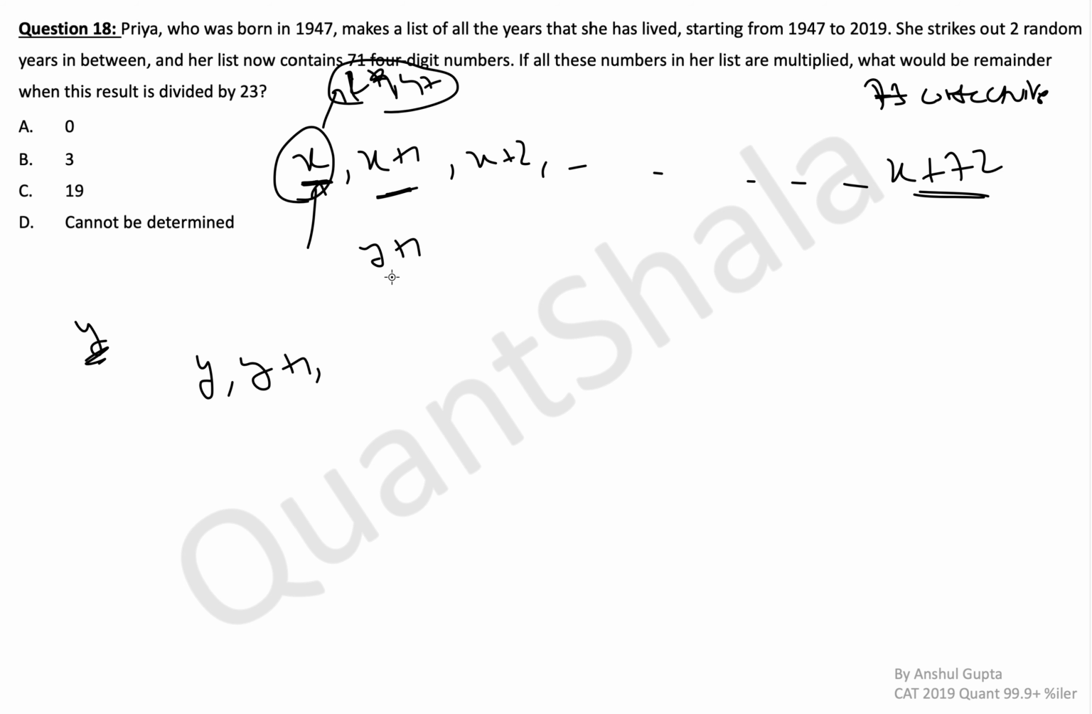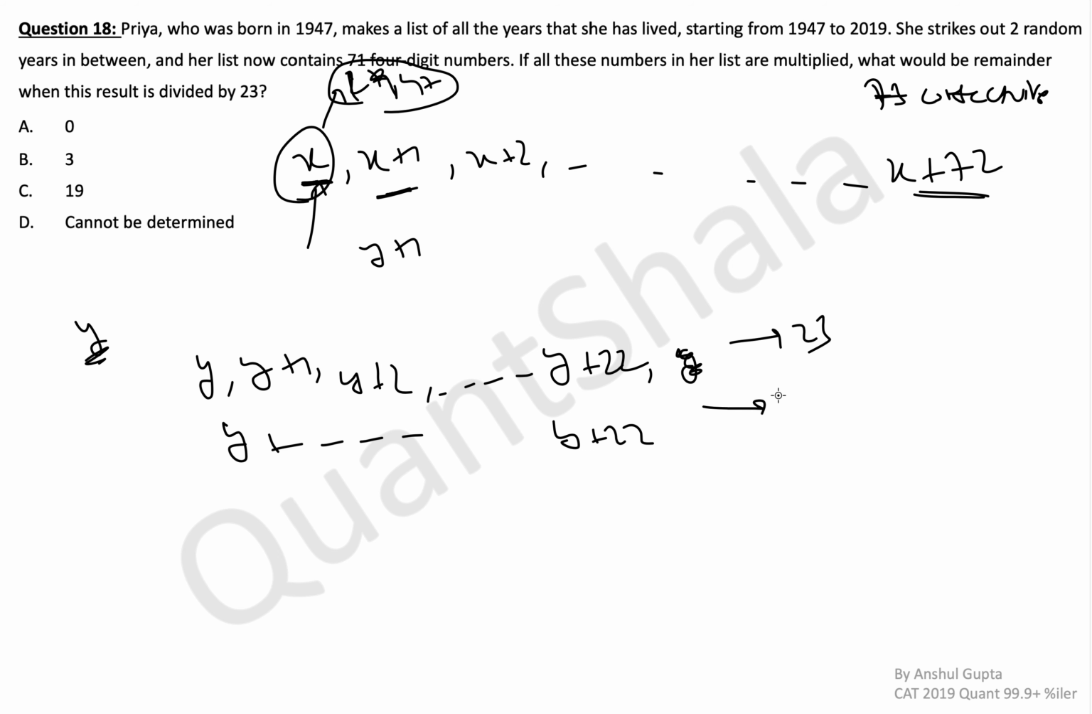So the next one will be y plus 1, y plus 2. This will go on till how much? y plus 22. After that, y plus 23 will actually essentially be remainder y, because 23's remainder with 23 is 0. So it becomes remainder y again. Let me write this in the next line. y. Again, they go till y plus 22. These are 23 numbers. These are 23 numbers.